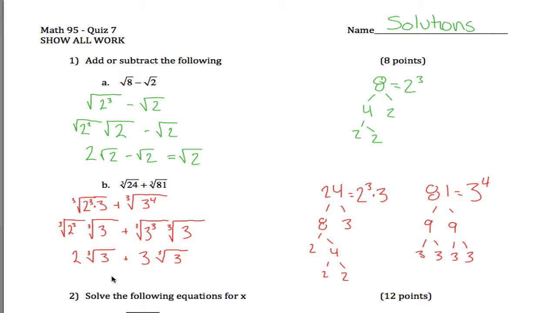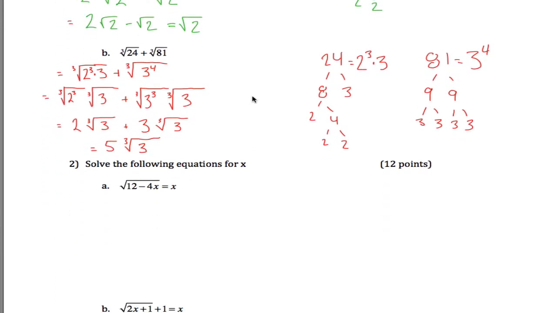2 of these things plus 3 of these things sounds like 5 of these things, which is my final answer. Because I should have equal signs in here. 5 cubed root 3, final answer.